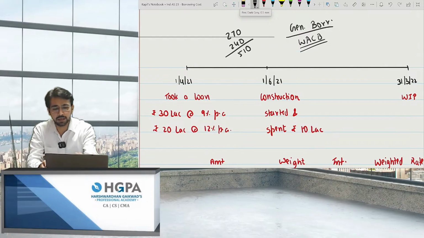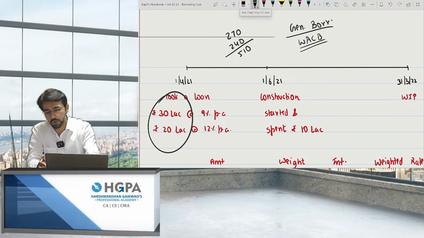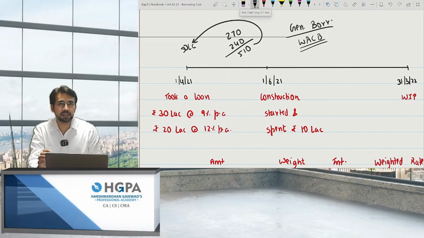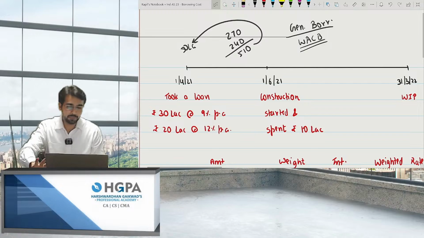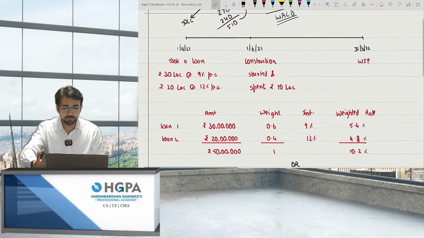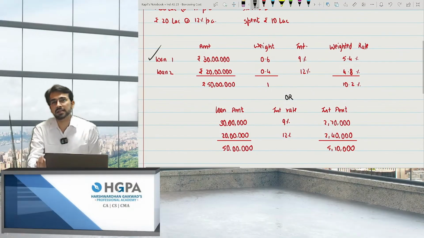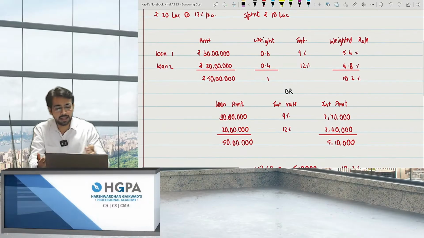What was the total interest? 510. And what was the total amount? It was 50 lakhs. So 510 is what percentage of 50 lakhs, you will get the weighted average cost of borrowing. So over here, if you can check, I've given two methods for it. First is your FM method, that is the WACC method, by taking the weights and the percentage. And the second method is to directly calculate the interest.